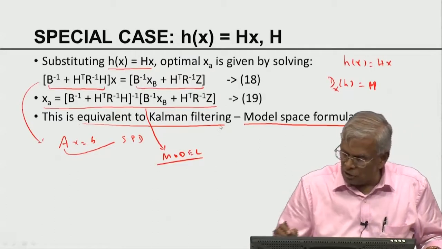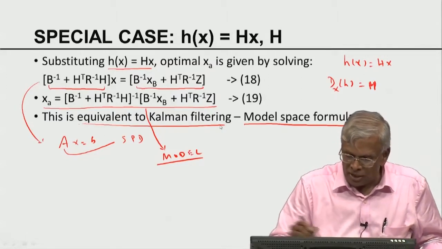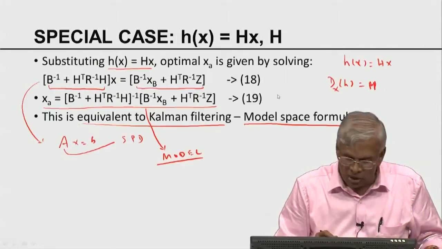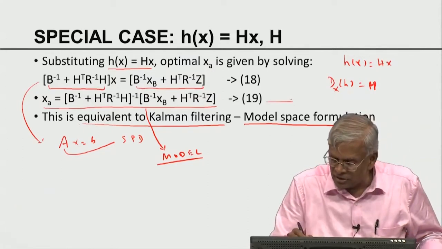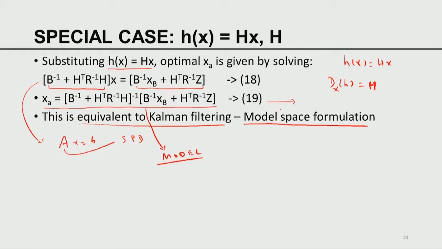The solution to 19 gives you the analysis. The optimal solution for this is called the analysis. So that is called XA, analysis. XA is the analysis. Please realize analysis is the fancy term that geophysicists use for the posterior estimate. So what statisticians call the posterior estimate is essentially analysis in geophysical sciences.